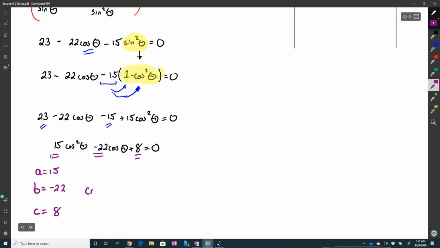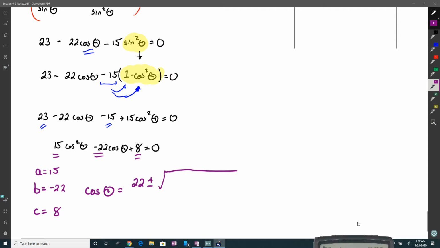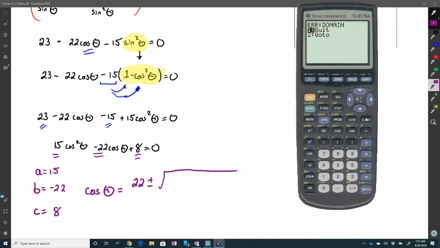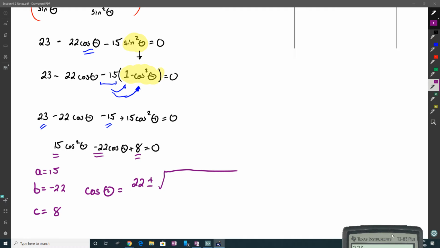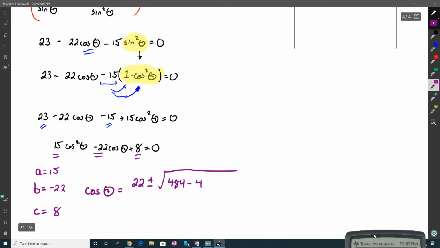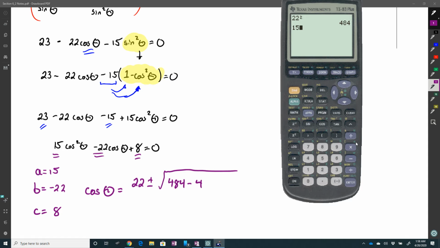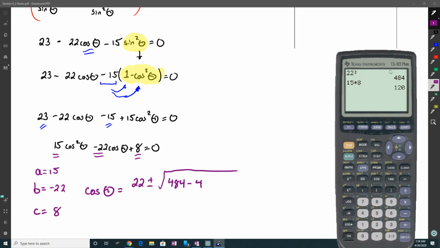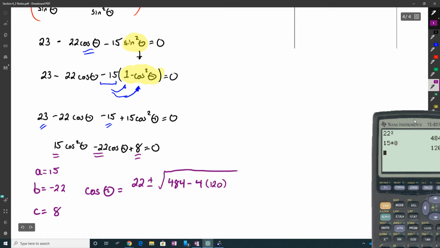So my variable here is cosine theta. So cosine theta equals negative B plus or minus the square root of B squared. We have our calculator. So B squared, that's just 22 squared. The negative goes away. 484 minus 4AC. So what is 15 times 8? 120. Then the whole thing divided by 2A, which is 30.